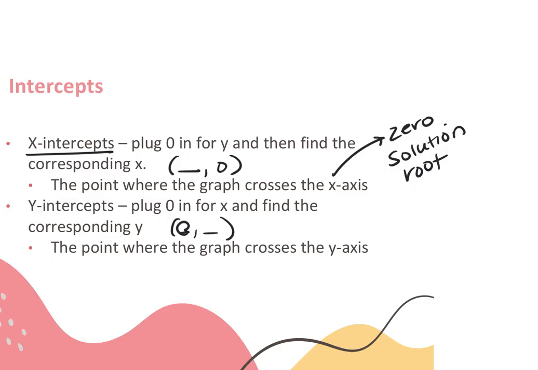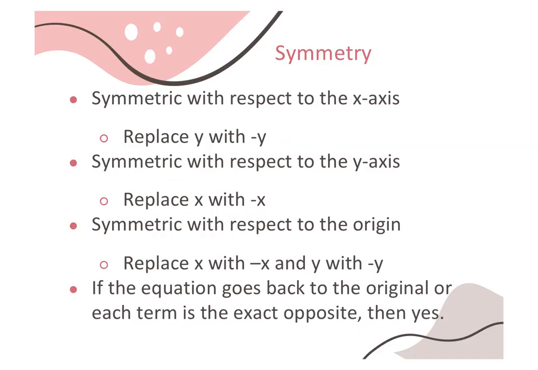Whereas the y-intercept is just the point where it crosses the y-axis, or it could say find the point where x equals 0. Those things would mean the same thing. Still good? Okay, next we're going to go to symmetry, and then I'll go back to the equation.